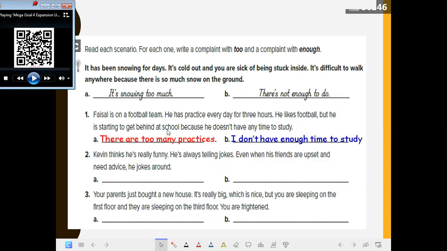I want you to look carefully at these answers, and I want you to check your answers and write the correct ones in your workbook on this exercise.